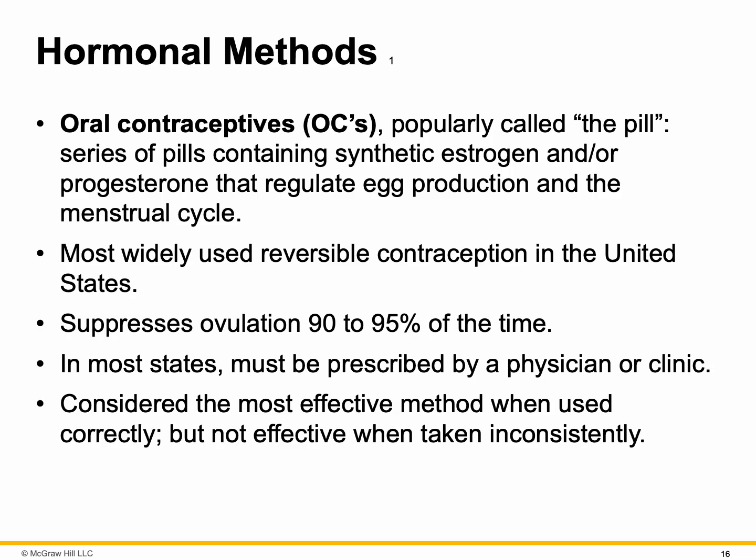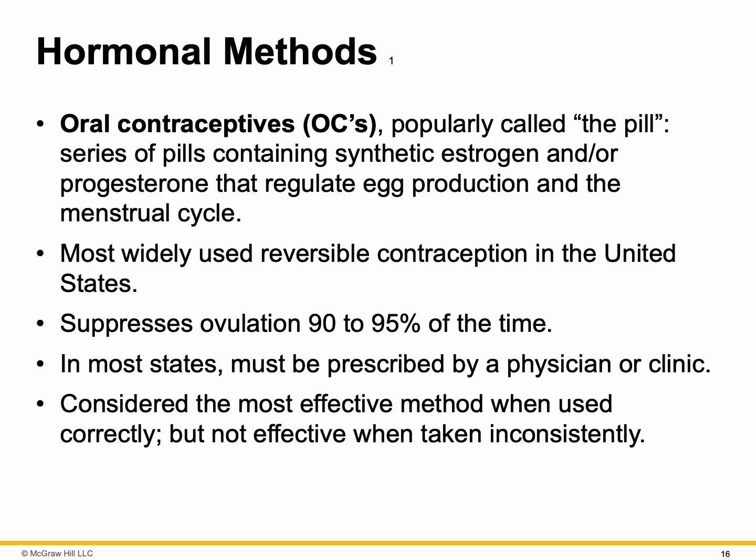Okay, so let's turn to other methods of contraception. Probably the most widely used form of contraception in the US are hormonal methods. So let's review different forms of hormonal contraceptive methods. Oral contraceptives, or OCs, also known as the pill, are medications that contain synthetic estrogen and/or progesterone that regulate egg production and the menstrual cycle. The pill is the most widely used reversible contraceptive method in the US, used by about 14% of women. And by reversible, we mean that once a person or couple stops using the method of contraception, then the couple may become pregnant through sexual intercourse.